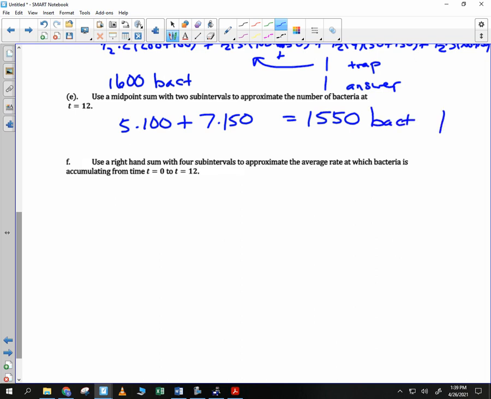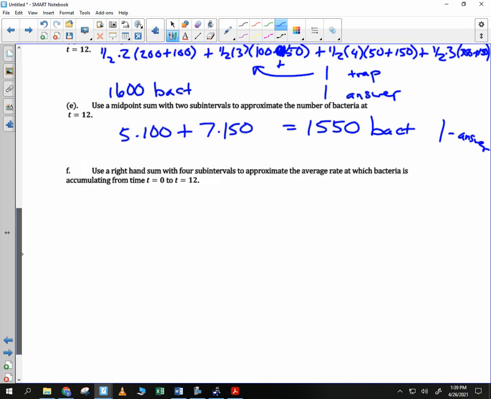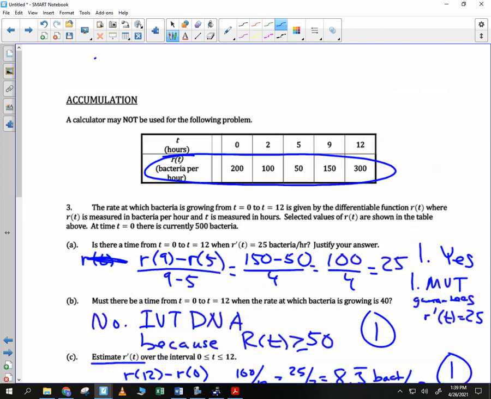And that's 1 point for the answer. How did I do it? Yeah, so how many subintervals are we using? 2. So I'm going to use my 2 subintervals. Okay, so that's 2 intervals. Agreed?